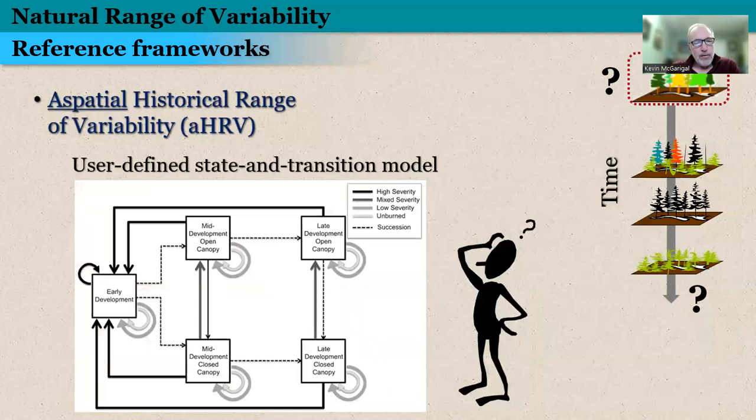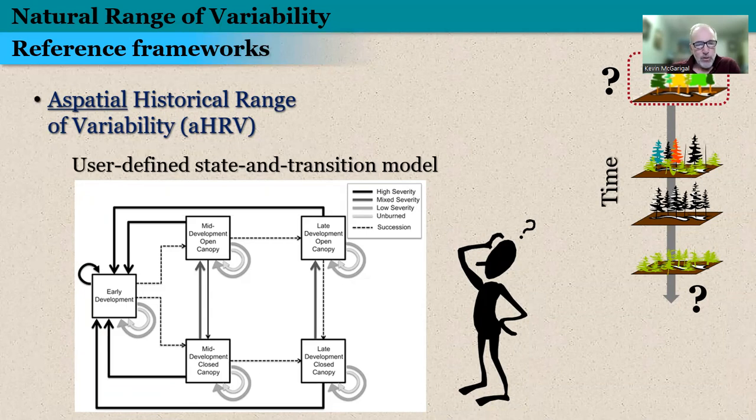I want to finish with a reference framework that is kind of a takeoff on the HRV approach. And I'll refer to this as an aspatial historical range of variability, or AHRV. And I include this approach mainly because it's quite popular and it's perhaps been around the longest. And it's widely used because of its relative simplicity, as you'll see.